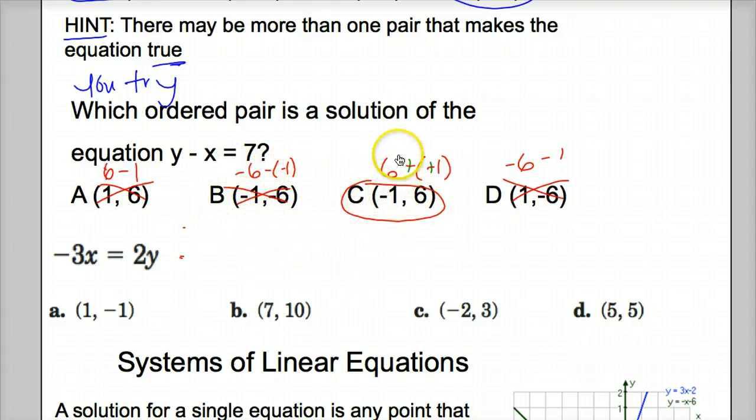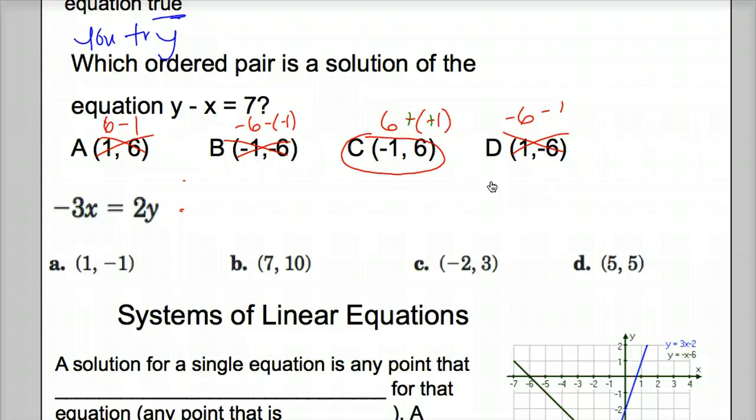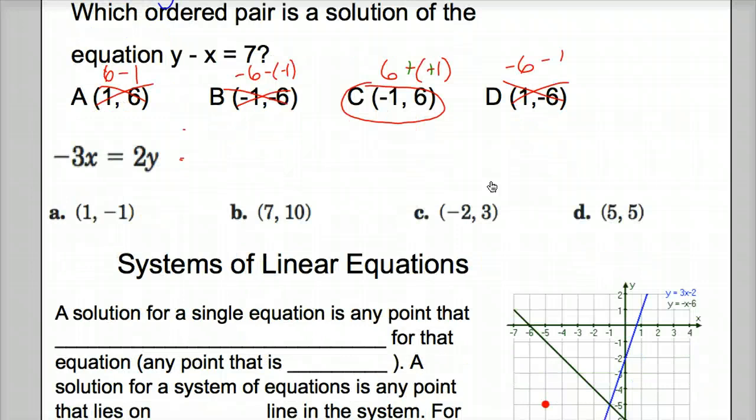C was our correct one because 6 minus a negative 1 is equal to a positive 7, because remember, you change those both to positive. D was also incorrect. All right, another one down here. Now this one, I didn't want you to get thrown off, but it's basically the same thing. Negative 3x equals 2y. So you just do the same thing. For this one, you put in 1 for x, so negative 3 times 1 equals 2 times negative 1. Does negative 3 equal negative 2? No, that's not correct.